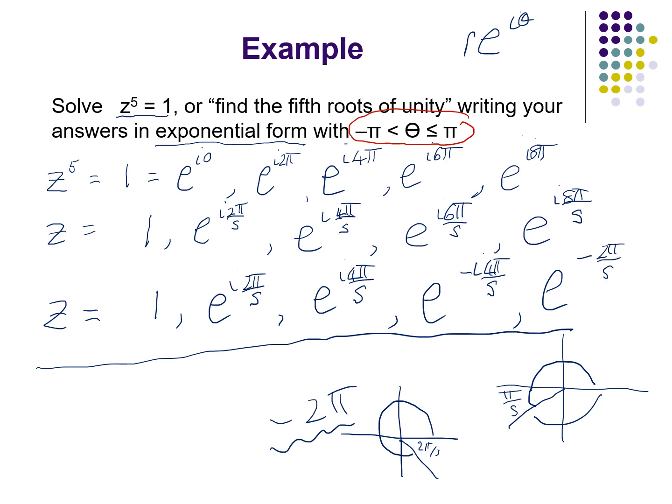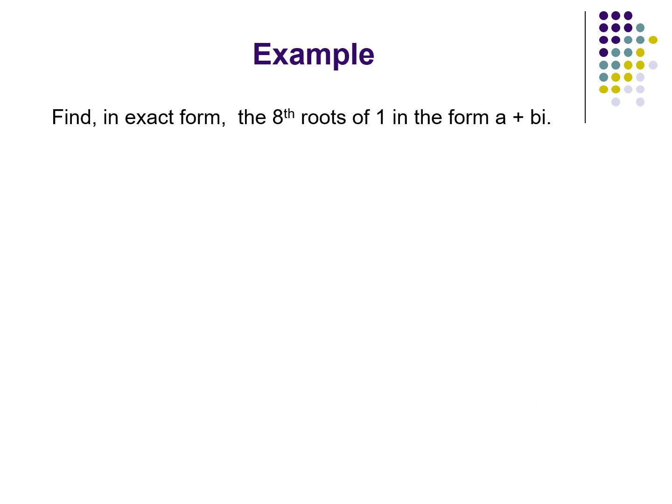Right, let's do another one. Find an exact form of the 8th roots of 1. So 8th roots of unity. Remember what I'm doing, that's the same as solving z to the 8 equals 1. So let's write out our answers. 1, which is e to the i times 0.